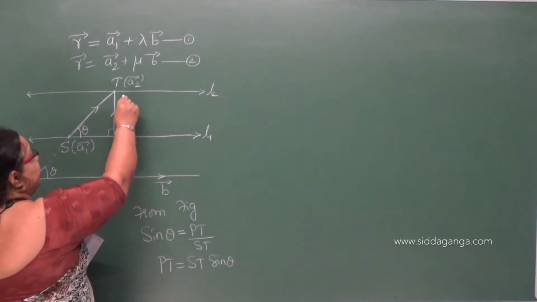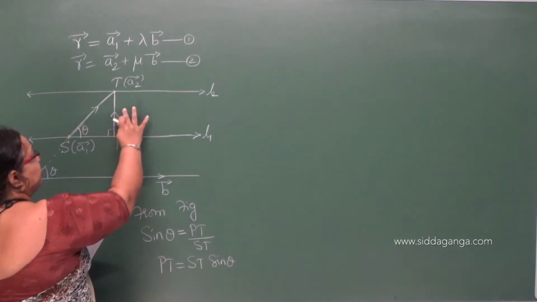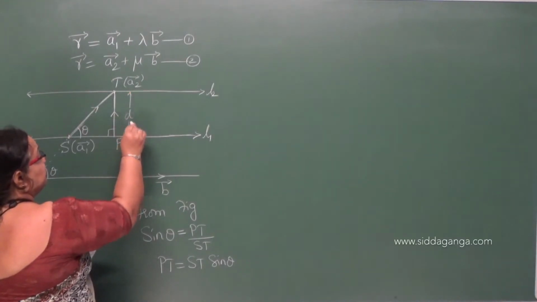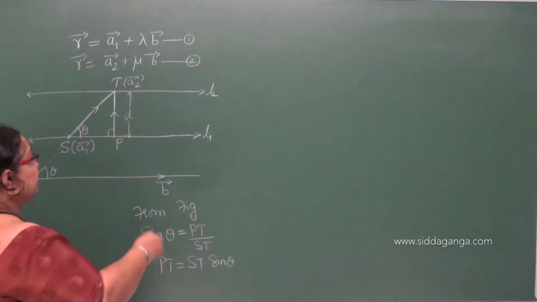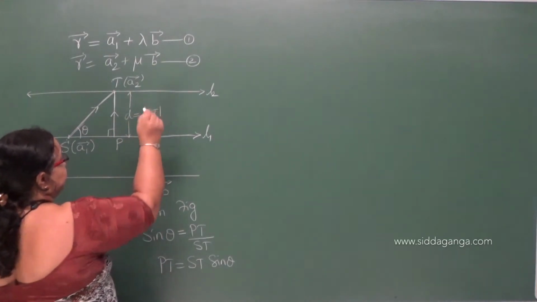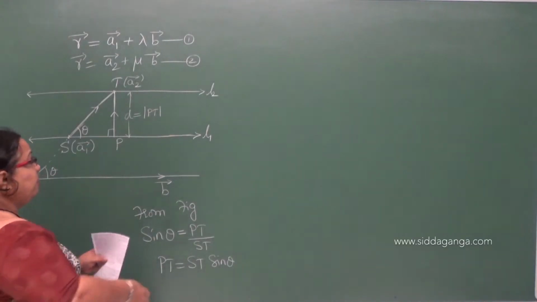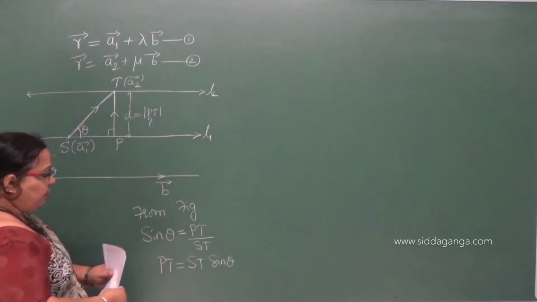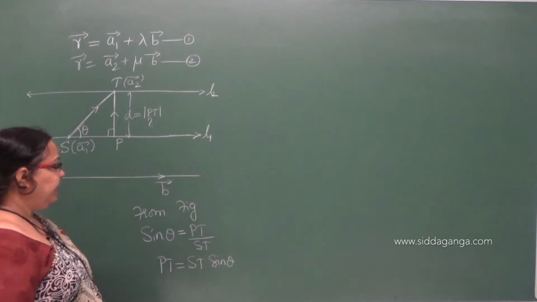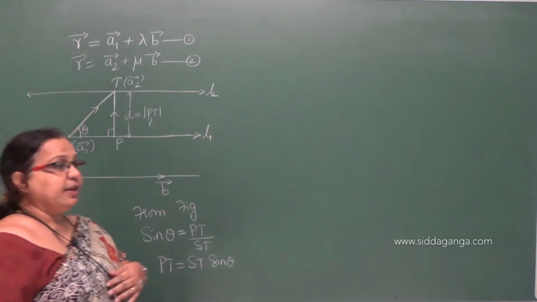What we need is the PT distance. You take that distance as D. This is nothing but PT. That is what we have to find. So PT equals ST into sine theta, according to this.